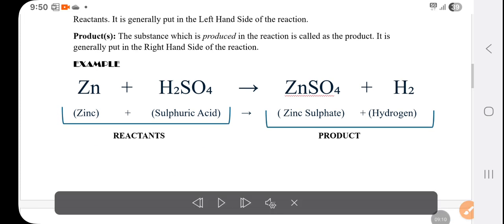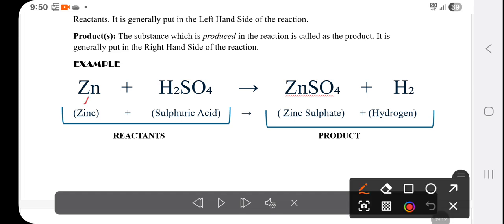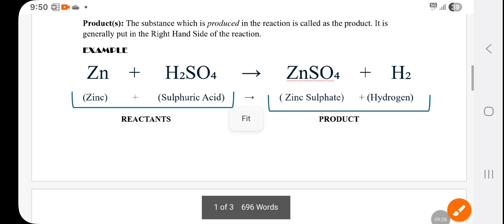Zn is zinc, H2SO4 is sulfuric acid, ZnSO4 is zinc sulfate, and H2 is hydrogen. So let us move forward.